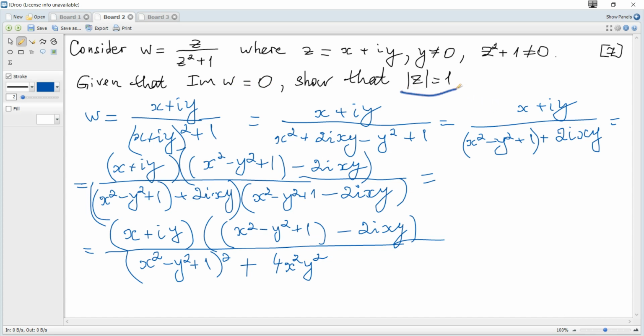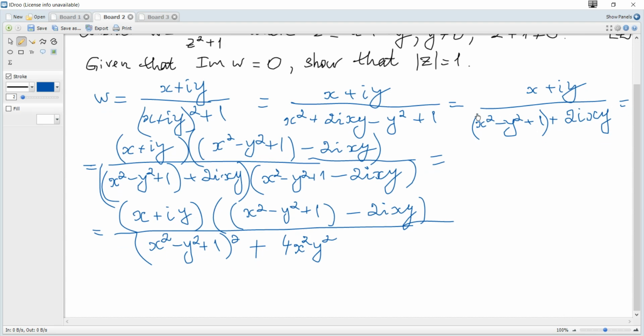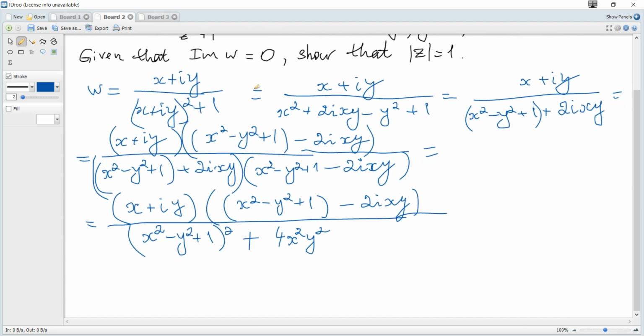we need the modulus of z. But what is the modulus of z? By definition, it's the square root of z multiplied by z complex conjugate, and if z is x plus iy, it finally becomes the square root of x squared plus y squared. So we actually need x squared plus y squared, and we can get it from the imaginary part, which is 0.